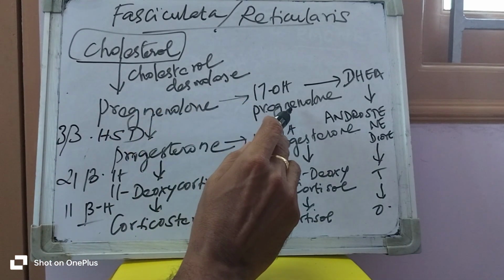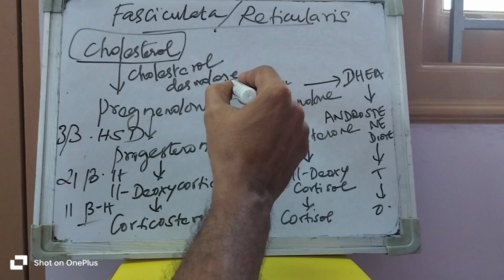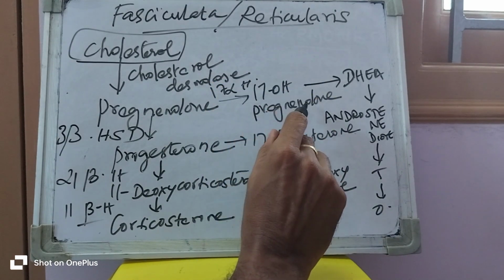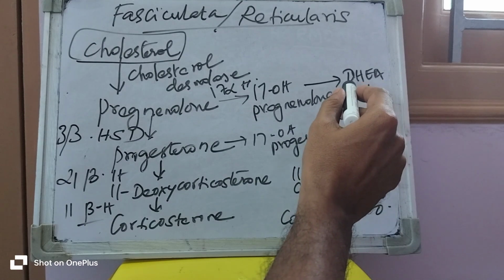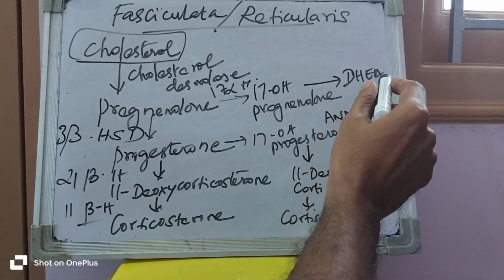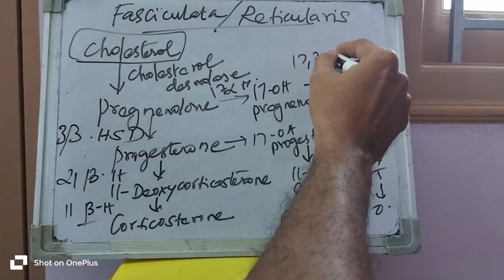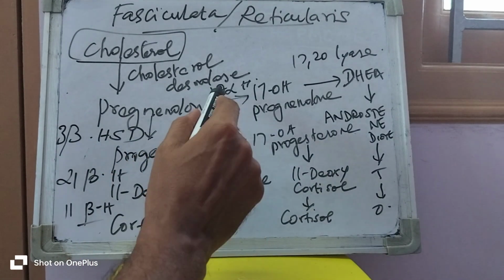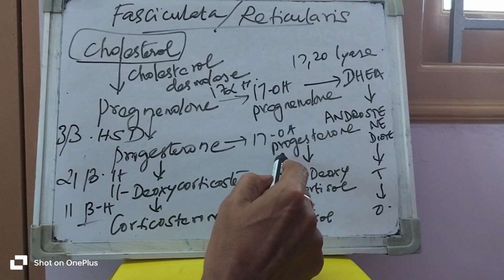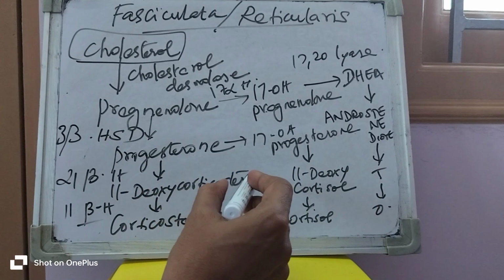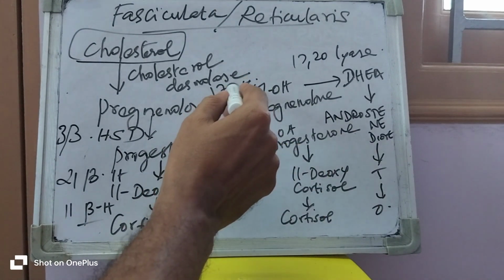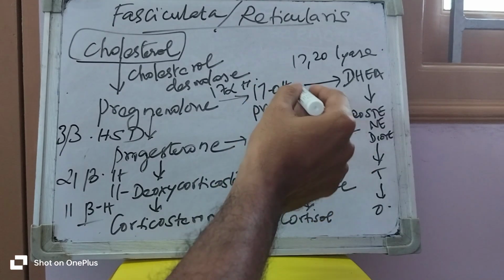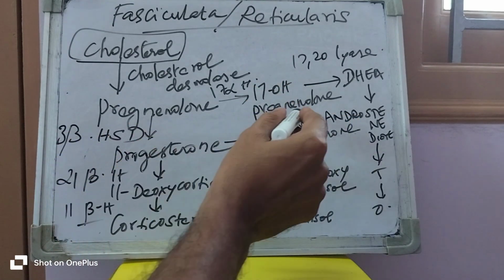And the pregnenolone is converted into 17-hydroxypregnenolone by 17-alpha hydroxylase. And the 17-hydroxypregnenolone is converted into DHEA, that is dehydroepiandrosterone, a weak androgen, by the enzyme 17-20 lyase. And here the progesterone is also hydroxylated by 17-alpha hydroxylase into 17-hydroxyprogesterone. And the pregnenolone is also converted to progesterone by 3-beta hydroxysteroid dehydrogenase.